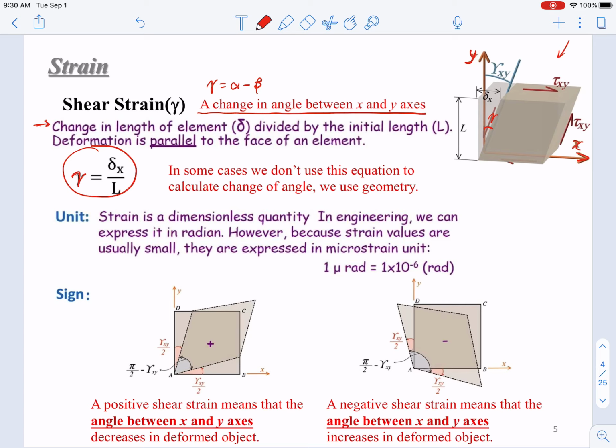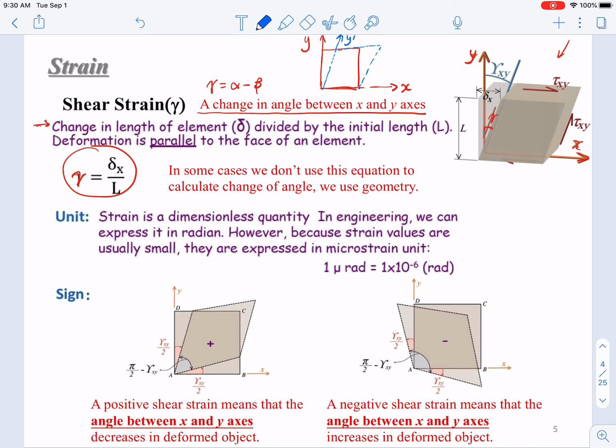Okay, so let's illustrate this definition here. So we have this element here, the original element. You have the x-axis here and the y-axis here. After deformation, it becomes this. The x-axis didn't change, and the y-axis moved to here. Okay, we have y prime.